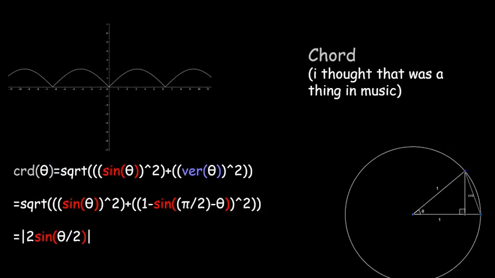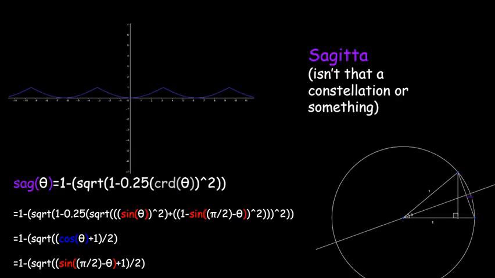Next we have the chord, which is basically the base of an isosceles triangle formed by 2 radii. I hope you understood that. Anyways. Okay, it's defined using versine, more sine. We have sagitta, defined using more sine, of course. It's also very tiny over here.